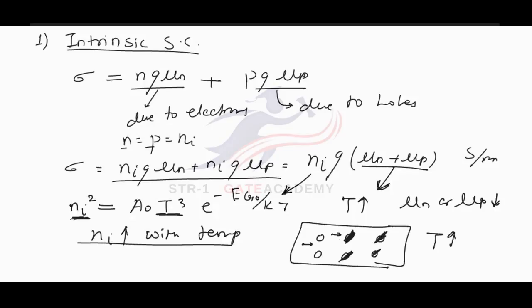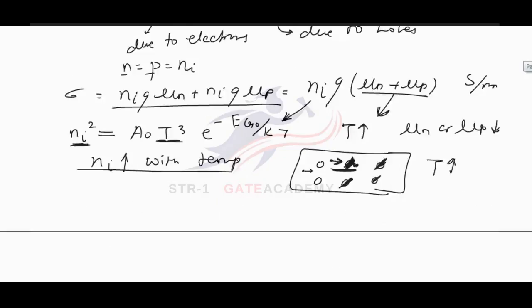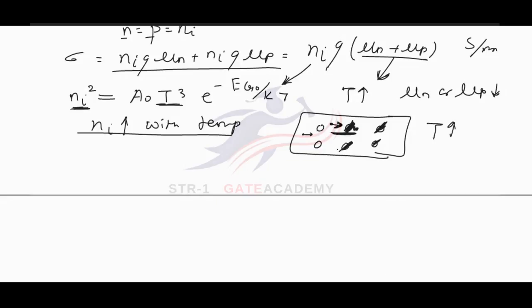With the vibration, the chances of collision between these charge carriers and atoms increases, and due to these collisions the velocity of the charge carrier decreases, that is Vd decreases with temperature, and if Vd decreases, mobility decreases. So we will keep this thing in mind that mobility of charge carriers decreases with the temperature.